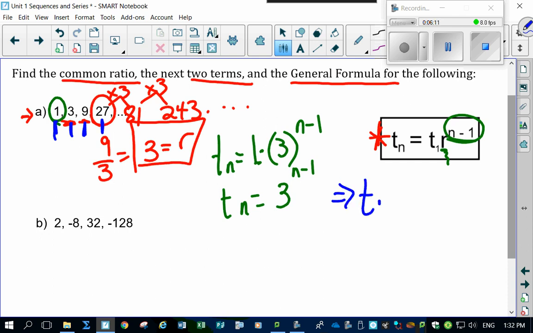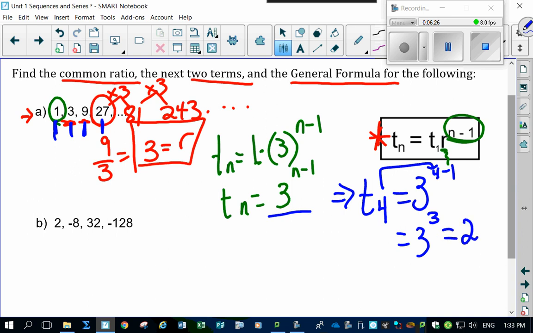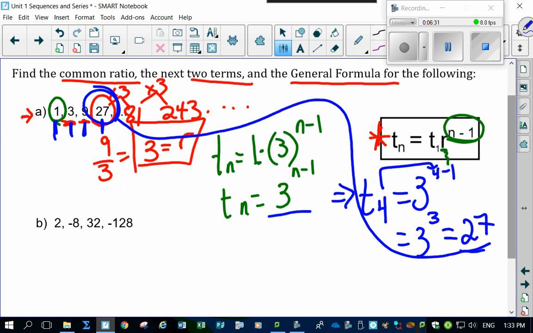We are now finding T4, and let's use this general formula. 3 to the power of, well, those 4's have to match, minus 1. And you'll see that this is 3 to the power of, well, 4 minus 1 is 3. 3 cubed, in fact, is 27, which is, woohoo, our answer right there. Look at how pretty that is. It's awesome. Let's do the same thing for B.